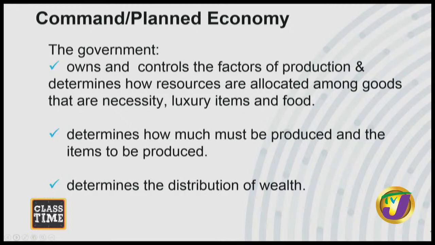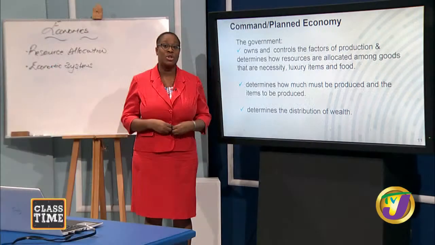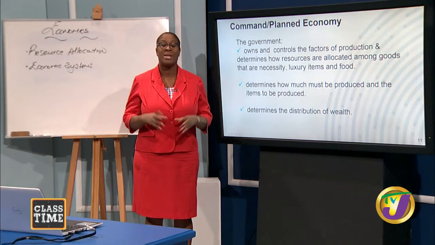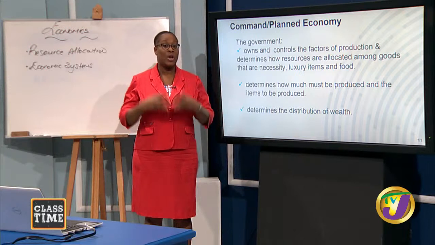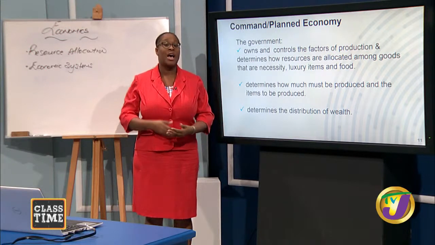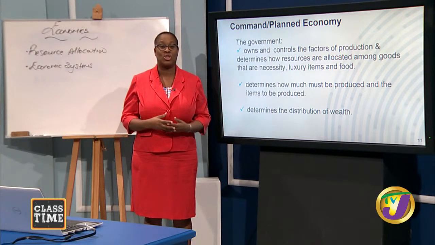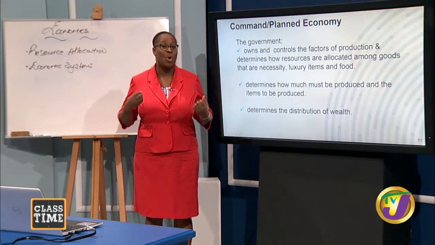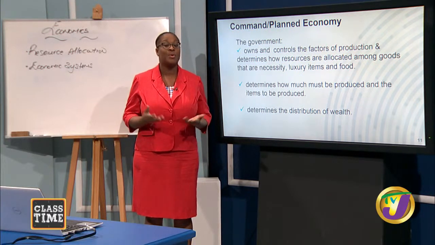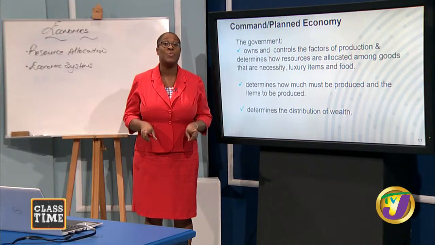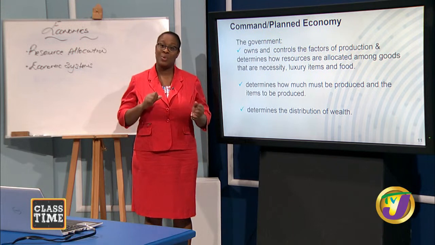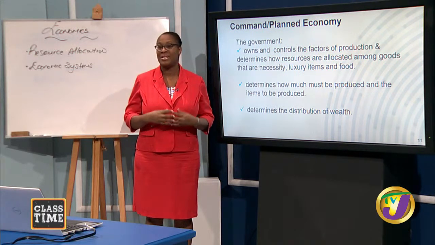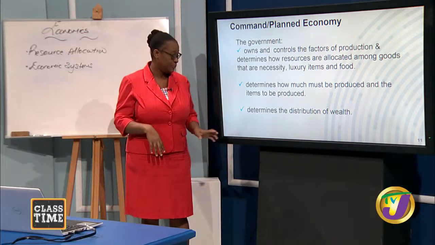They would make or call the shots, so to speak, about what must be produced, and they also determine the distribution of wealth. Now, let us reason it. If they own the factors of production, and we know that if you put the factors of production to work and you get the rewards of the factors of production, the rewards is going back to whom? The owners of the factors of production. So we find that, that kind of system was quite rigid.